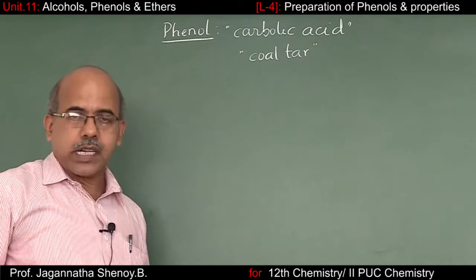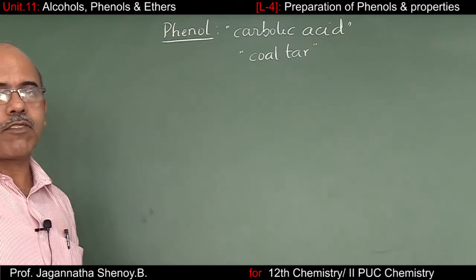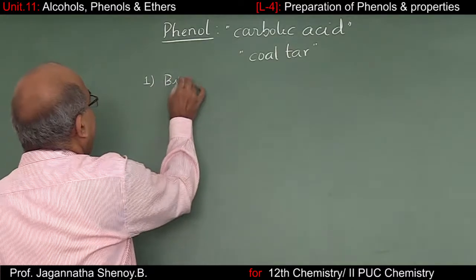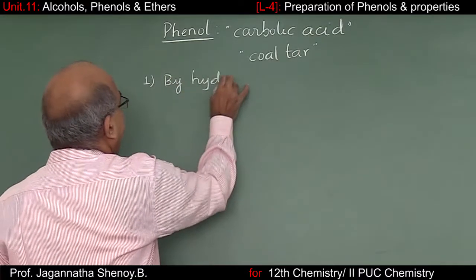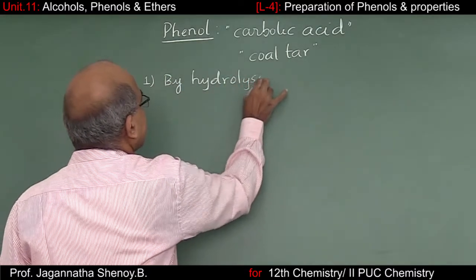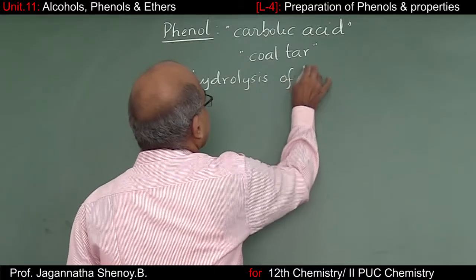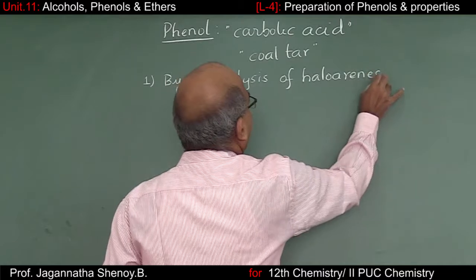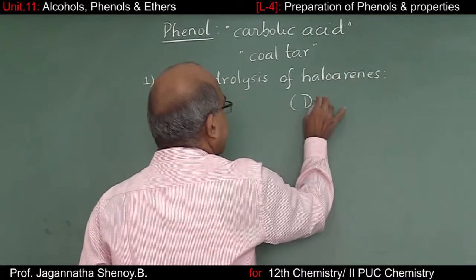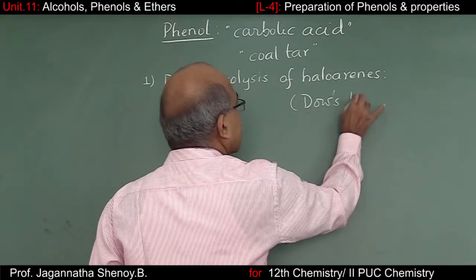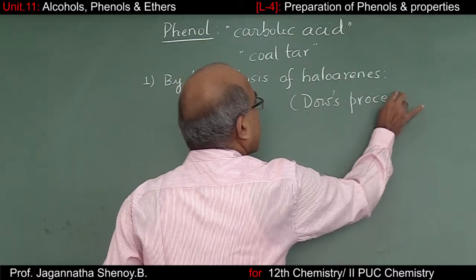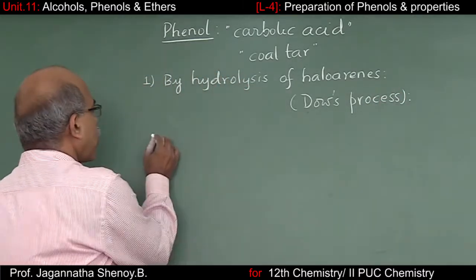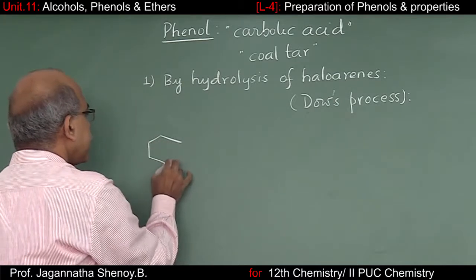Let us start with different methods of preparation of phenol. The first method is by hydrolysis of haloarenes. This method is called Dow's process. In this process, we start from chlorobenzene.